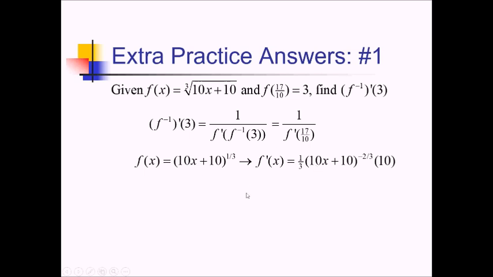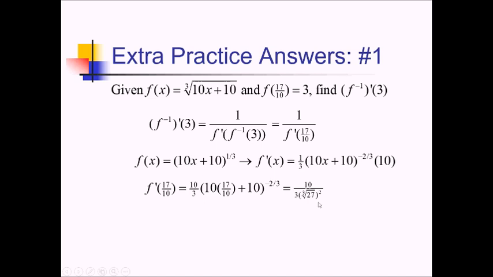And now if I plug in 17 over 10 for this, I can put this 10 out in front. So 10/3 times parentheses 10 times 17 over 10 plus 10, a lot of 10s, to the negative 2/3. These 10s are going to cancel in here. So this is really 17 plus 10, which is 27. And just rewriting all of this, I've basically got 10 over 3 times the cube root of 27 squared, just putting that in fractional radical form.